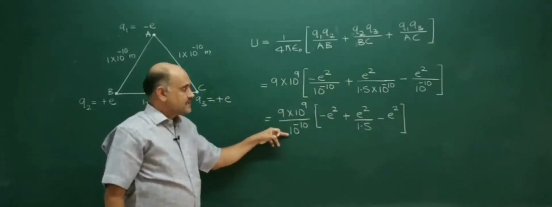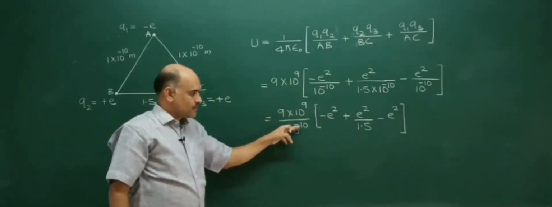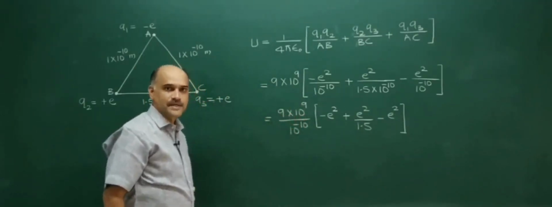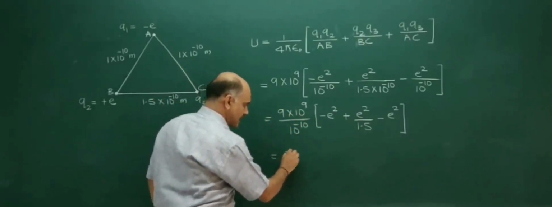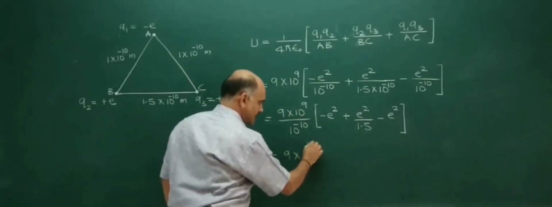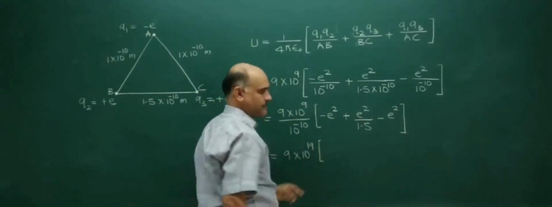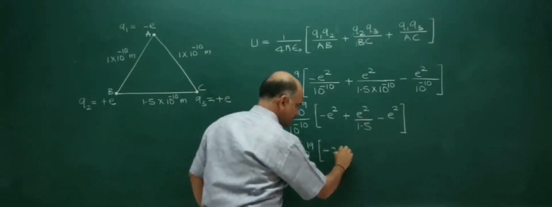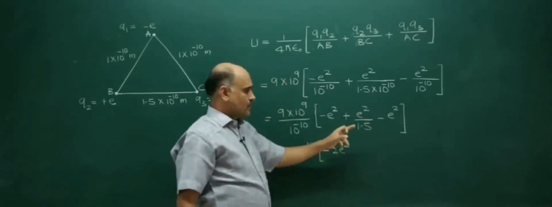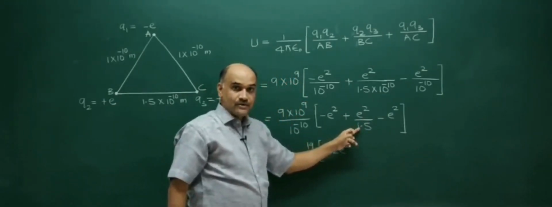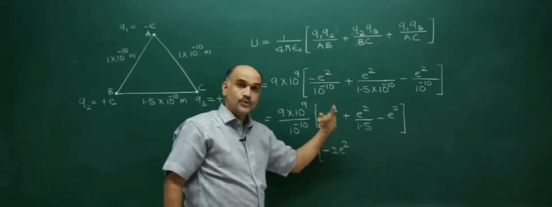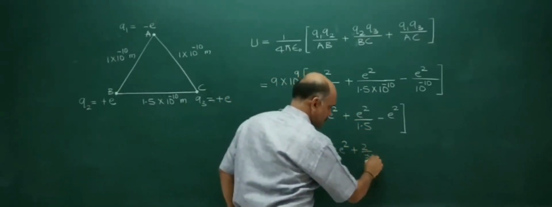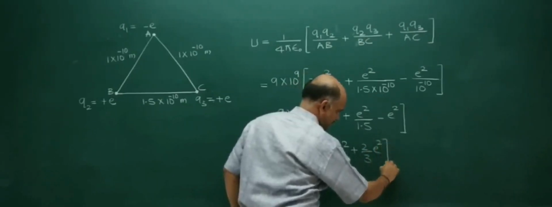If I take this to the numerator, this power comes to the numerator, so it becomes plus. So 9 plus 10 you will have 19. So 9 into 10 raised to 19 into bracket, minus e square, you will have minus 2e square. 1.5 is equal to 3 by 2, so 2 I will take to the numerator. So I can write this as plus 2 by 3 e square.